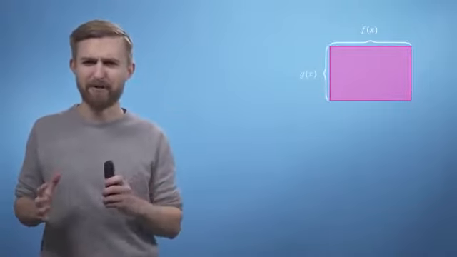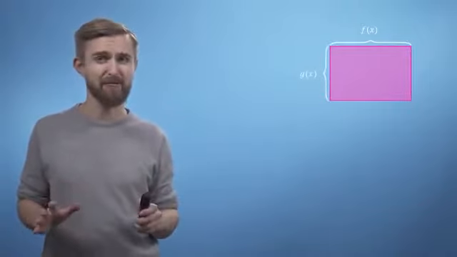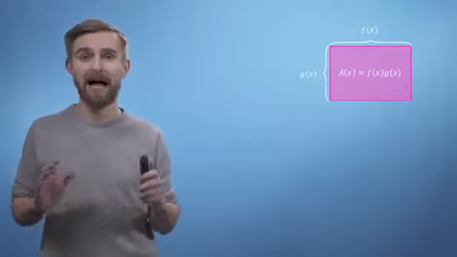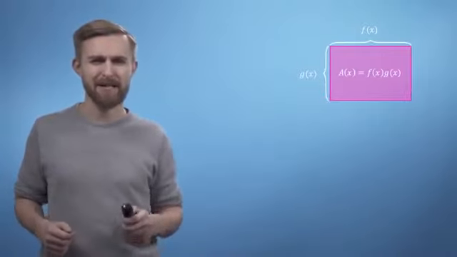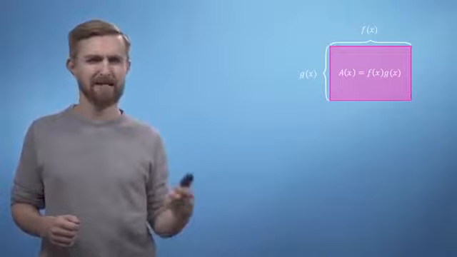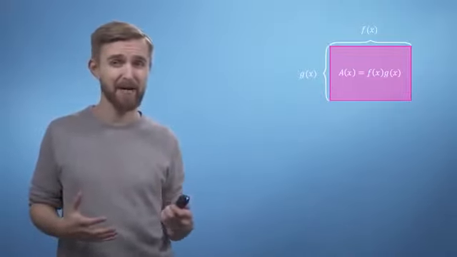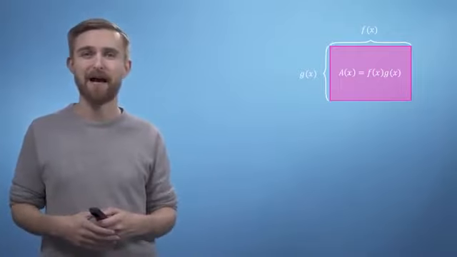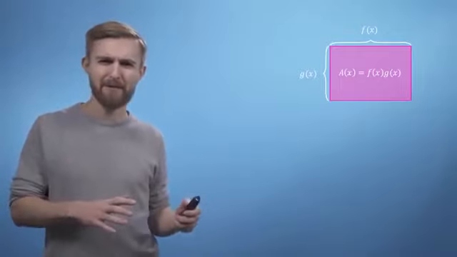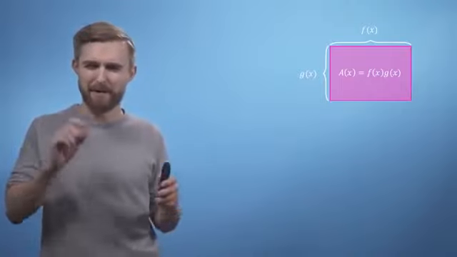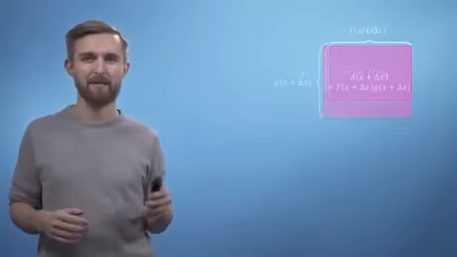Imagine a rectangle where the length of one side is the function f of x and the other side is the function g of x. This means that the product of these two functions must give us the rectangle's area, which we can call a of x. Now consider that if we differentiate f of x times g of x, what we're really looking for is the change in area of our rectangle as we vary x. So let's see what happens to the area when we increase x by some small amount, delta x.